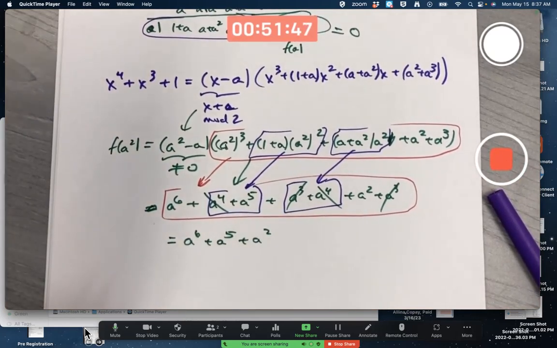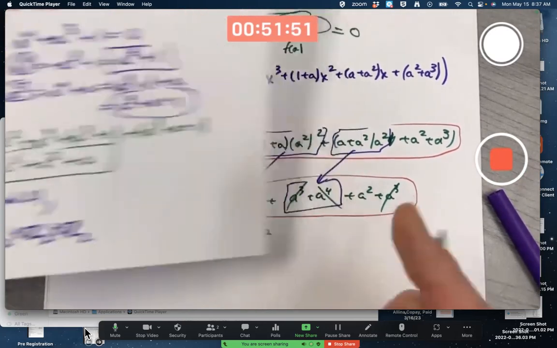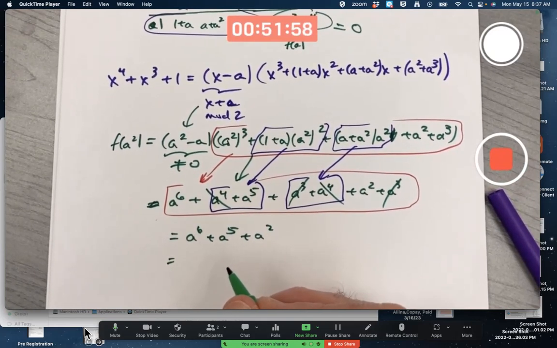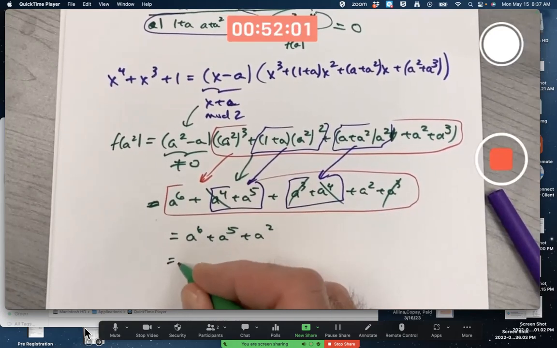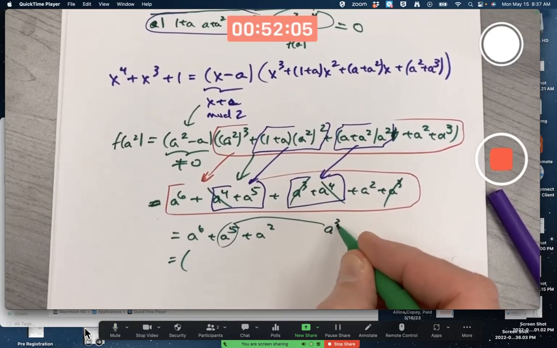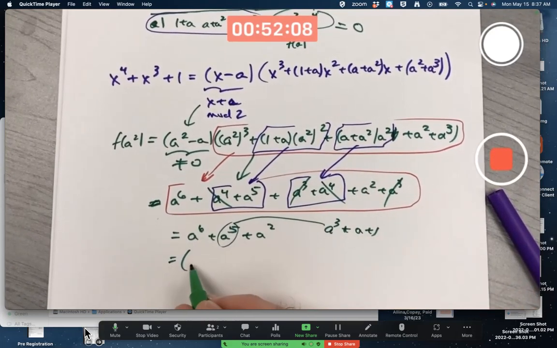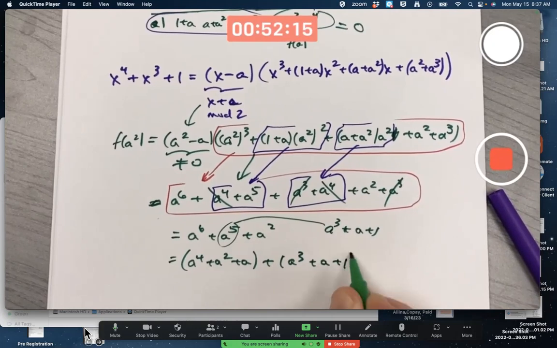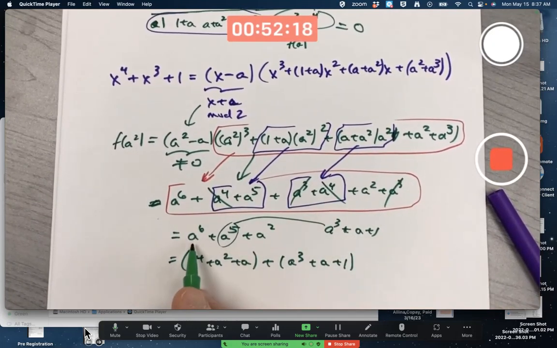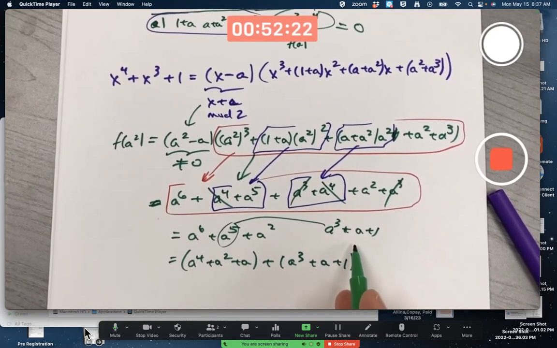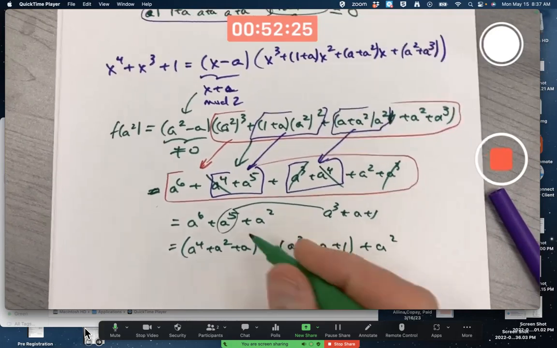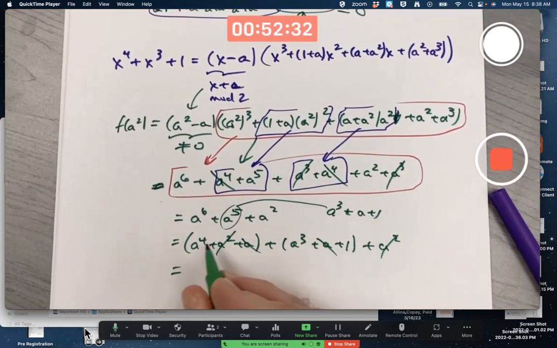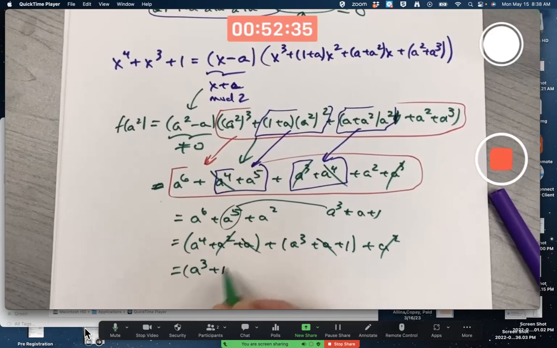Okay, let's use what we found on the other page. A to the 5th can be replaced by a cubed plus a plus 1. What can a to the 6th be replaced by? A to the 5th gets replaced by a cubed plus a plus 1. A to the 6th can be replaced by a to the 4th plus a squared plus a. Right? All I did there was think of a to the 6th as a times a to the 5th. Continuing canceling, for example, that a squared with that a squared, this a with that a, because we're modding coefficients by 2. And now replacing this a to the 4th with a cubed plus 1 from the previous page.